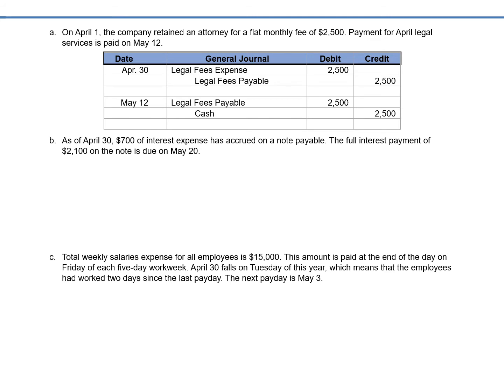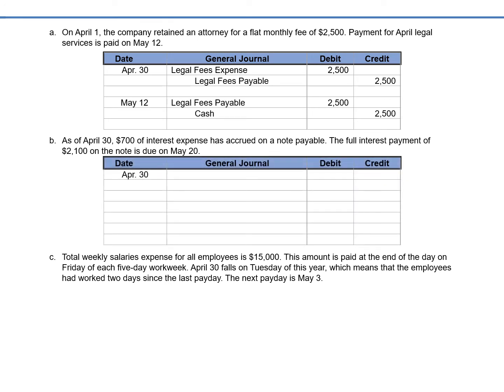So in Part B, as of April 30th, $700 of interest expense is accrued on a note payable. The full interest payment of $2,100 on the note is due May 20th. So before we close our books in April, we want to reflect that interest expense and the fact that we owe it and we just haven't yet paid it. So we're going to record interest expense of $700 and we're going to record an interest payable of $700. To increase expenses, you debit. To increase liabilities, we credit.